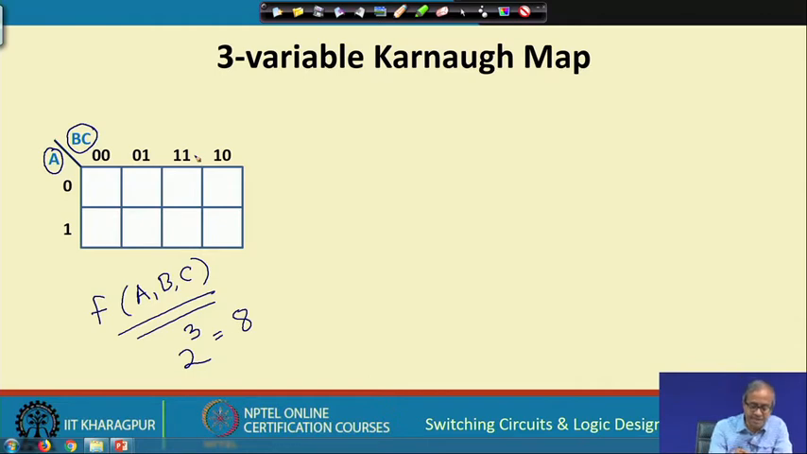Now, one thing you see, the rows indicate the value of a. If the value of a is 0, it is the first row. If the value of a is 1, it is the second row.